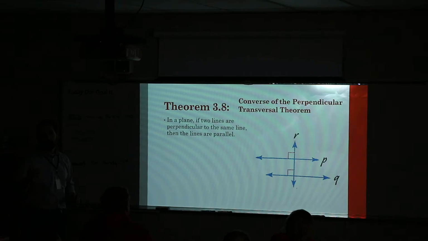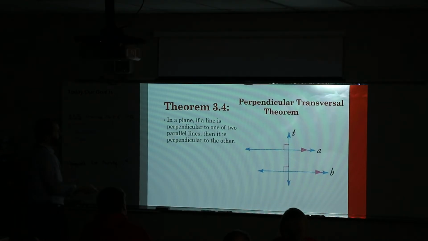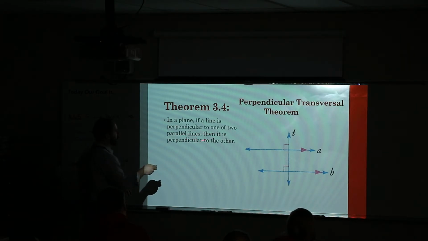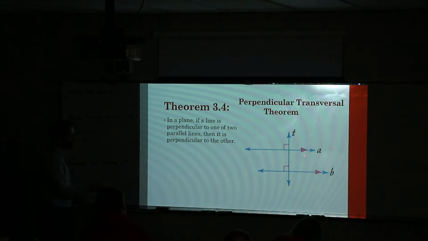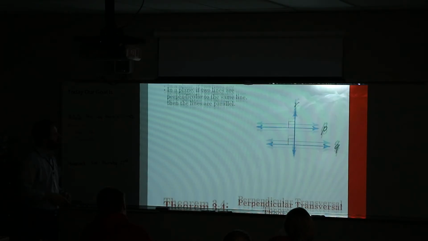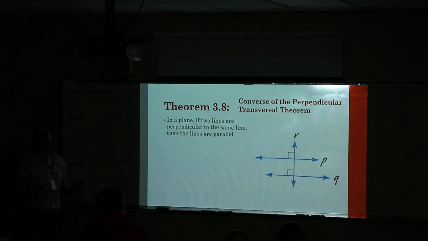Okay. I do want to show you the previous one. I want to show you 3.4, just so you can see the wording and how the pictures are the same. So here's 3.4. In a plane, a line perpendicular to one of two parallel lines is perpendicular to the other. So here it is. Same thing. But you start with parallel. Okay. Questions, comments?